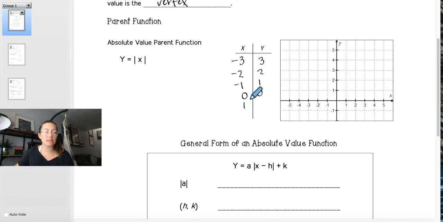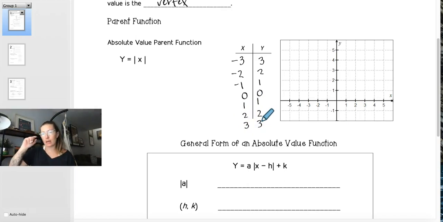Absolute value of 1. Sometimes we get confused and think absolute value means the opposite sign. That's not what it means. Absolute value just means it's always positive because it's a distance. So the absolute value of 1 is just 1. Absolute value of 2 is 2. Absolute value of 3 is 3.